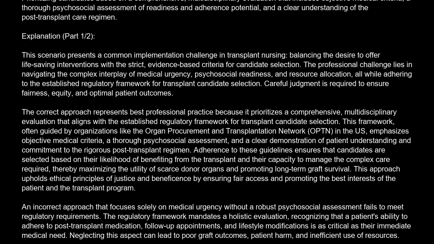An incorrect approach that focuses solely on medical urgency without a robust psychosocial assessment fails to meet regulatory requirements. The regulatory framework mandates a holistic evaluation, recognizing that a patient's ability to adhere to post-transplant medication, follow-up appointments, and lifestyle modifications is as critical as their immediate medical need. Neglecting this aspect can lead to poor graft outcomes, patient harm, and inefficient use of resources.